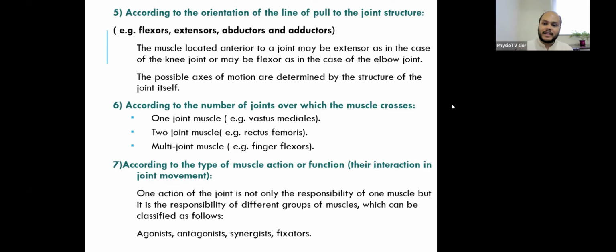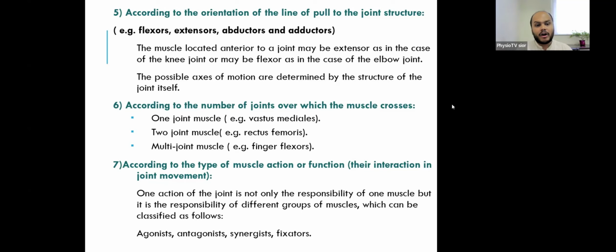So the joints that it crosses are predominantly your elbow, your wrist, your metacarpophalangeal, your proximal interphalangeal, and the distal interphalangeal. That is the PIPs and the DIPs, the way we like to call it. So that is a multi-joint muscle for you.